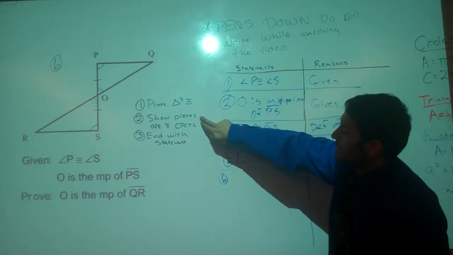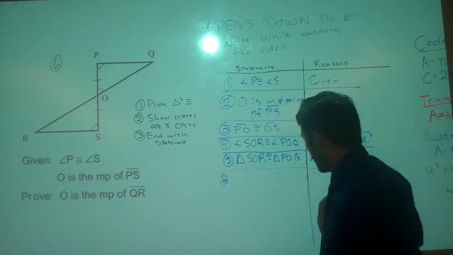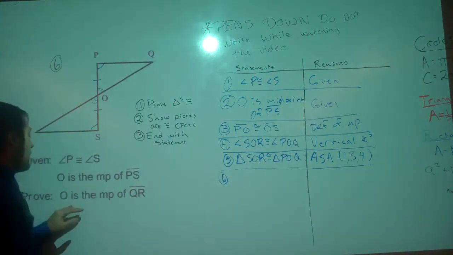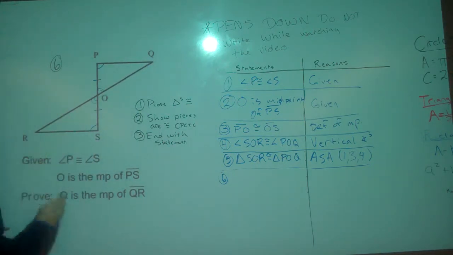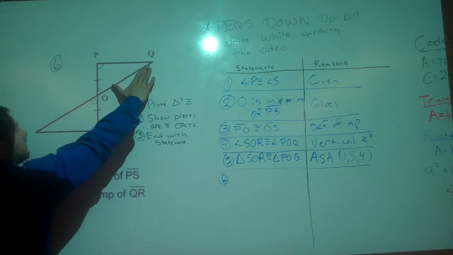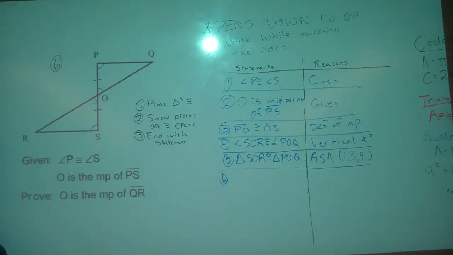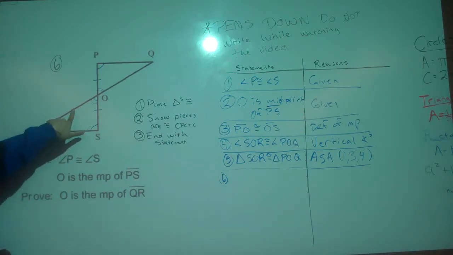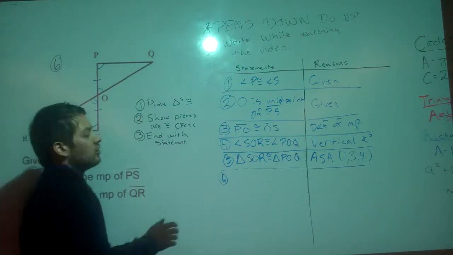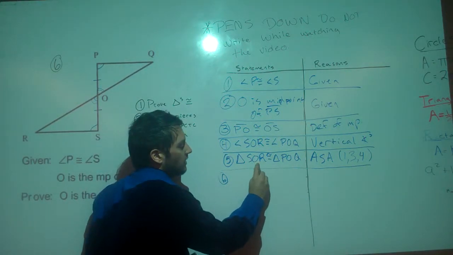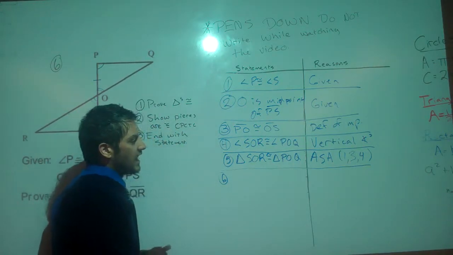I have 2 more things to do. Show the pieces are the same with CPCTC, and then I will end with the statement. The goal of this proof is to show that O is in the middle of QR. If O is in the middle of QR, that means that these 2 pieces are the same. So I'm trying to find, do I have any reason to say that OR is the same as OQ? And if I look at my triangle congruence statement, OR is the last 2 things here, OQ is the last 2 things here. They go together.